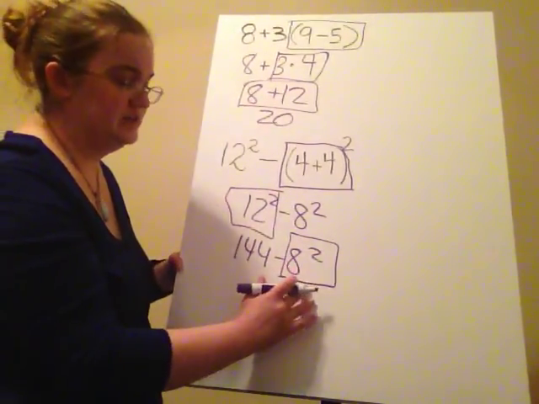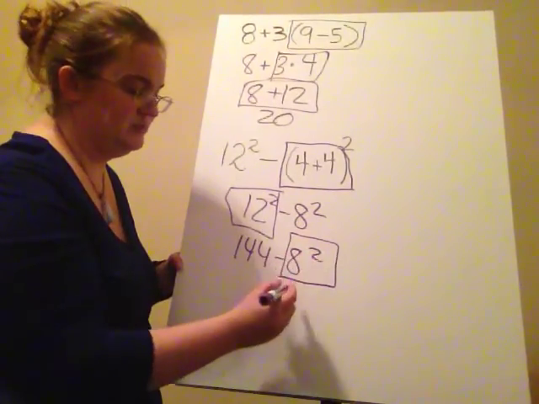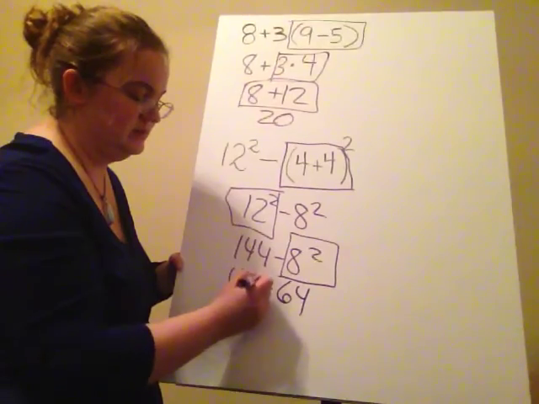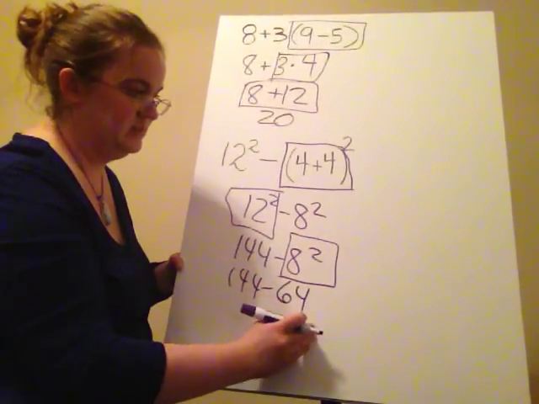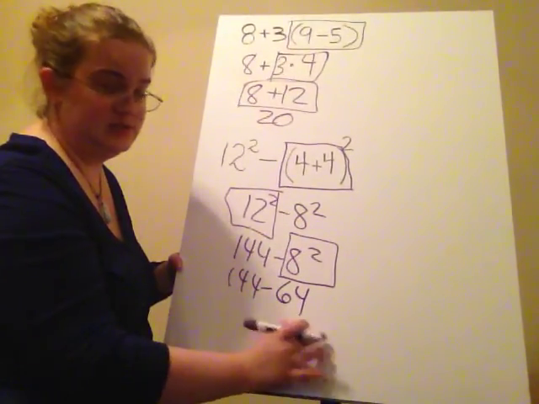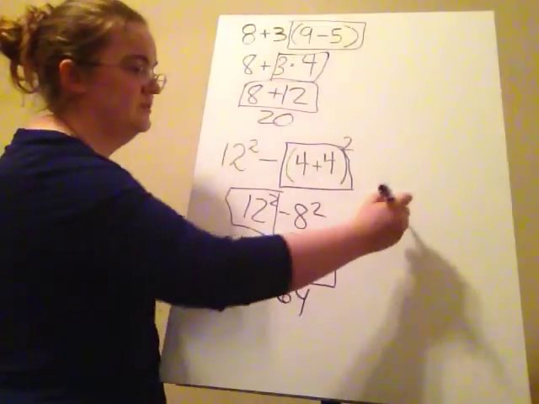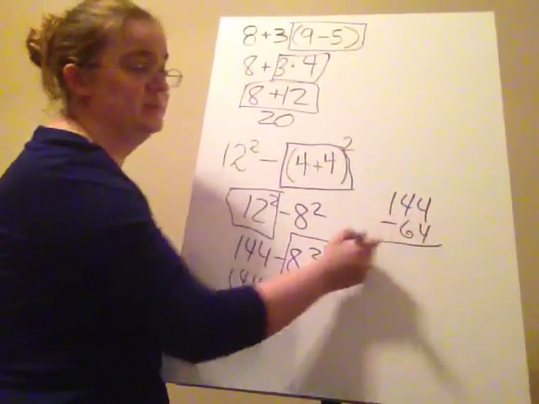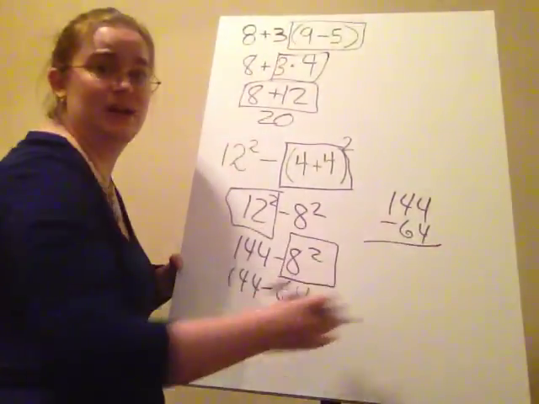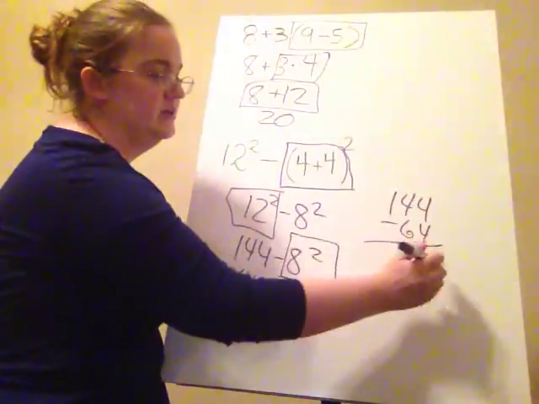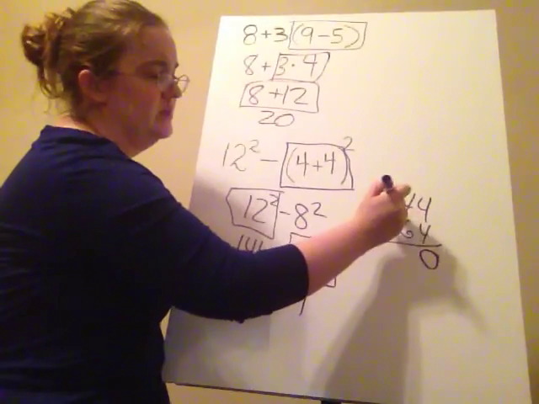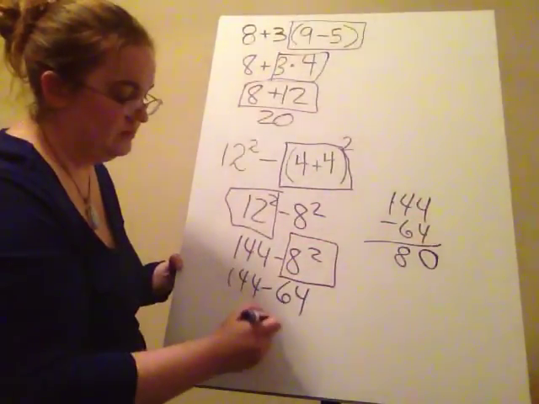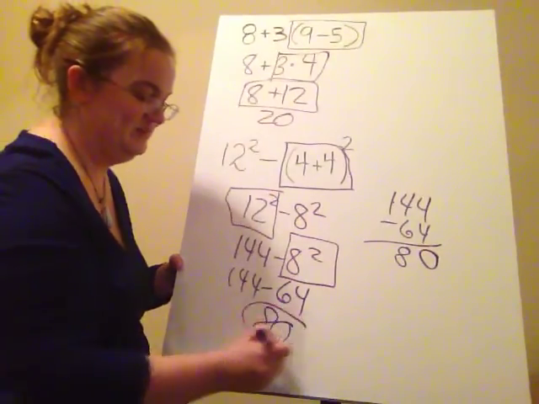Okay? Alright, so 8 squared means 2 8s multiplied together, which gives me 64. And so for my final answer, I'm going to do 144 minus 64. Again, you can do this just straight subtraction if you need to. You can go ahead and set it up. If it makes it easier for you, just do it off to the side and not in the middle of the problem. And of course, 4 minus 4 is 0, and 14 minus 6 would be 8. So your final answer would be 80.